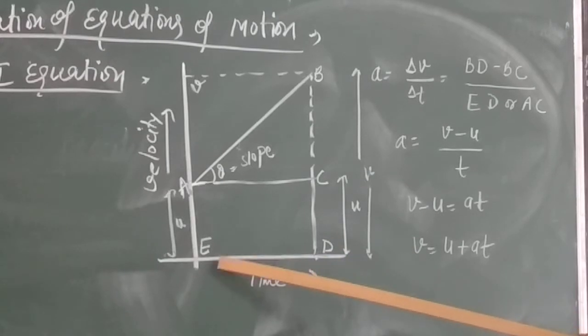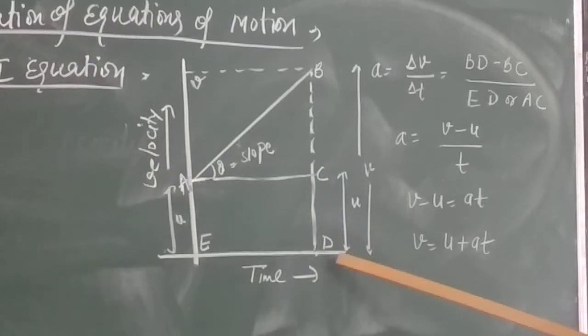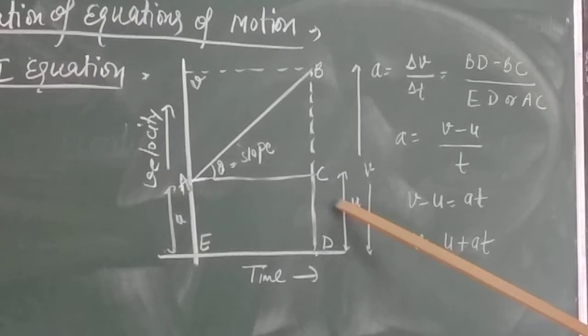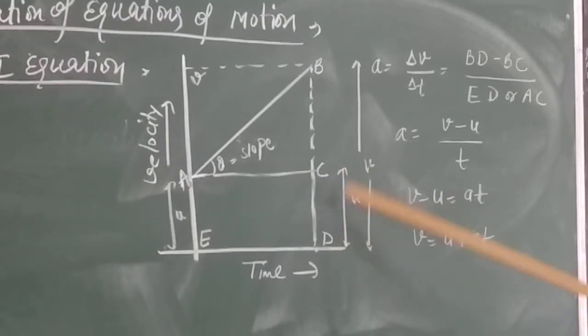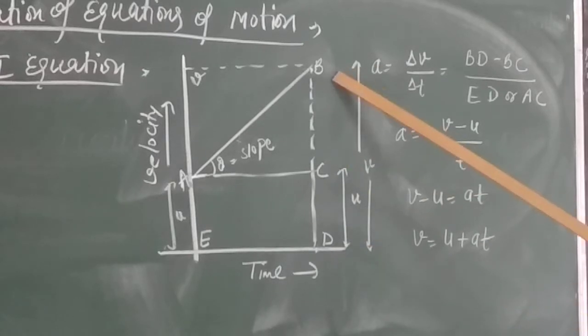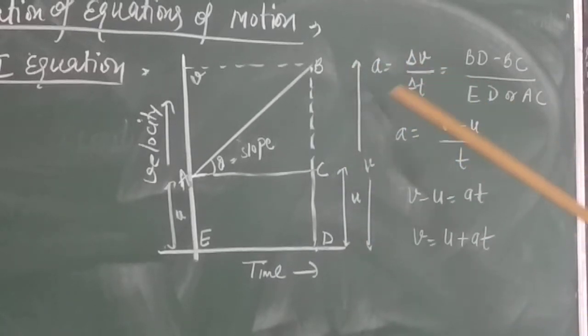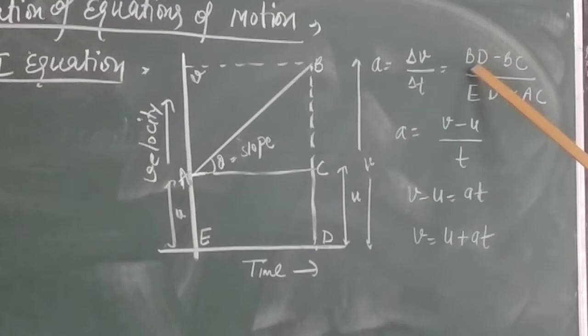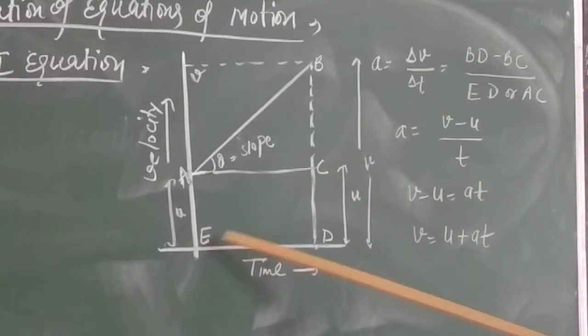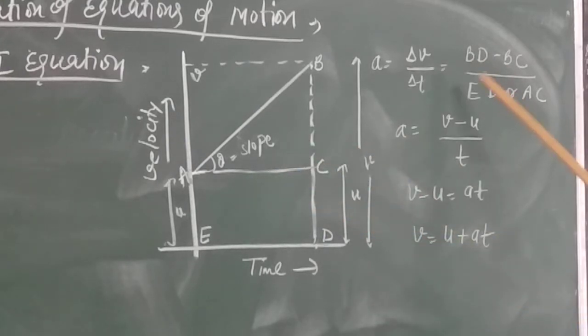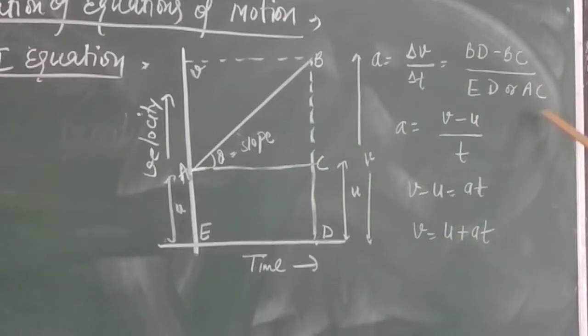Initial velocity is from E to A or D to C. Both are parallel to each other. Then initial velocity is from D to C. Final velocity is from D to B. Change in velocity between these terms is BD minus BC. Change in time is ED or AC.